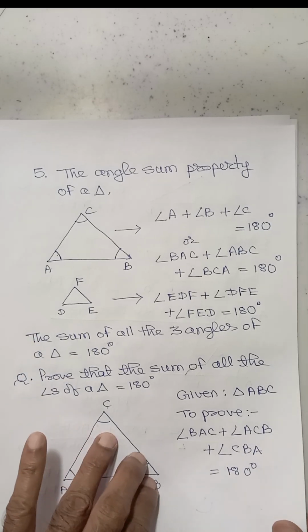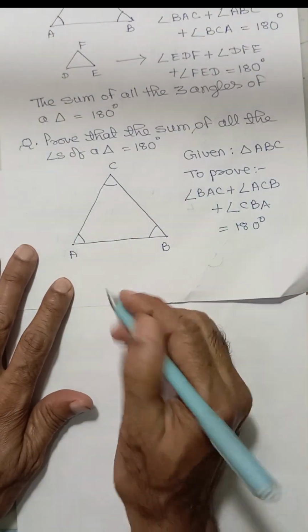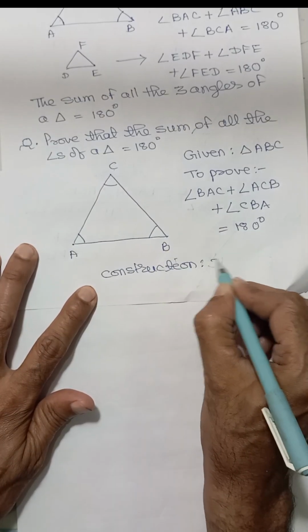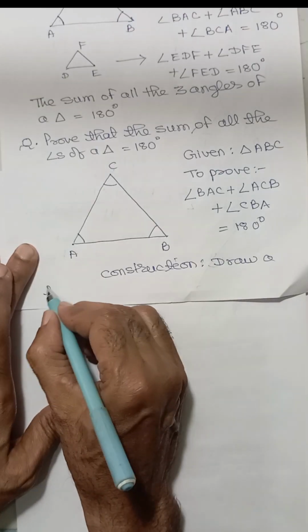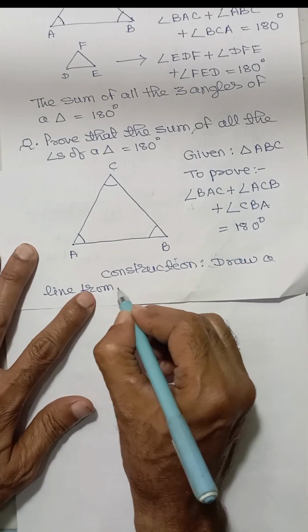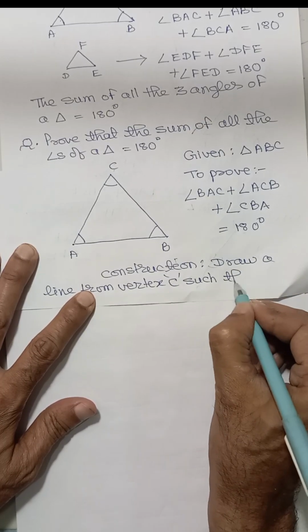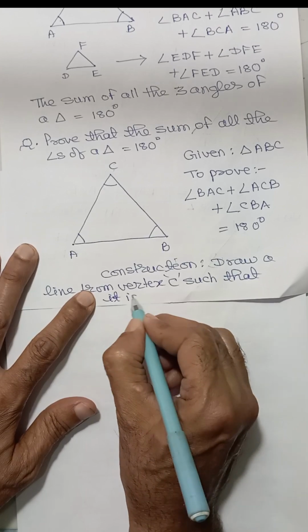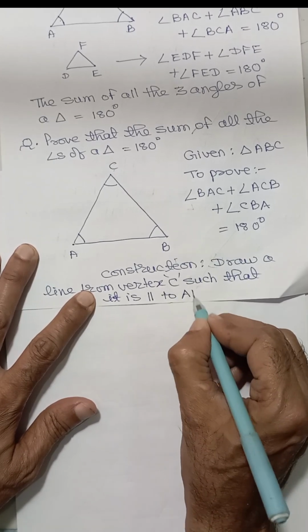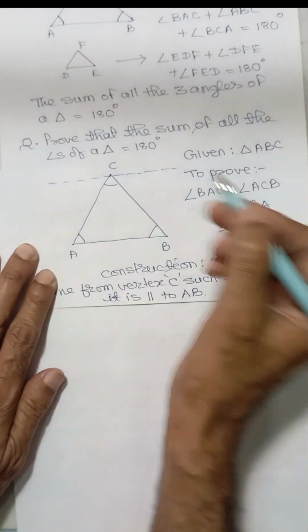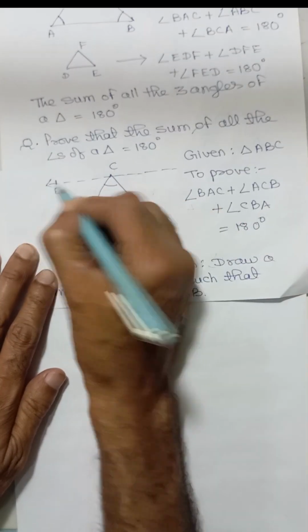Now what will we do? We will do a construction. So this was the triangle. We will do a construction here. We will write construction: draw a line from vertex C such that it is parallel to AB. So from point C we will draw a line which is parallel to AB. Let this line be, here it is E and here it is F.